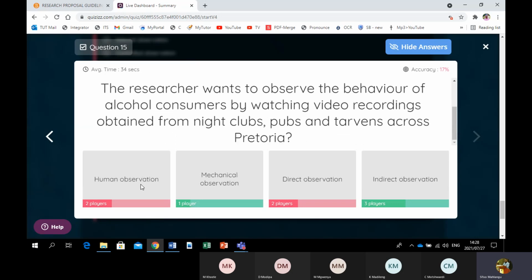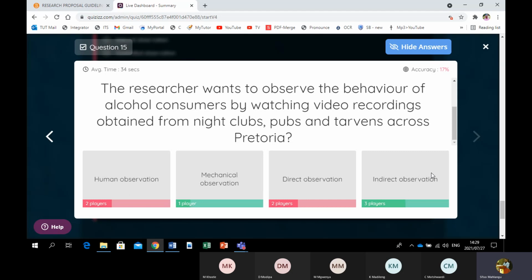It was going to be human observation if we went there and then we observed and wrote it down. But because we are watching the video recordings, it simply means we were not there. It was the video that was recording their behavior. So hence it's mechanical observation instead of human observation. And lastly, most of you chose indirect observation, which was correct. Maybe you associated with the incorrect human observation. That's why your score is low.